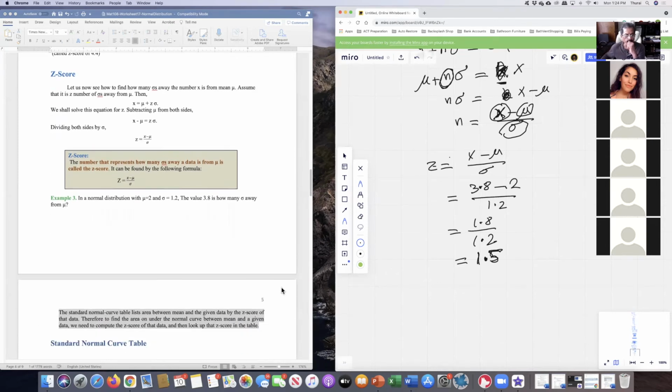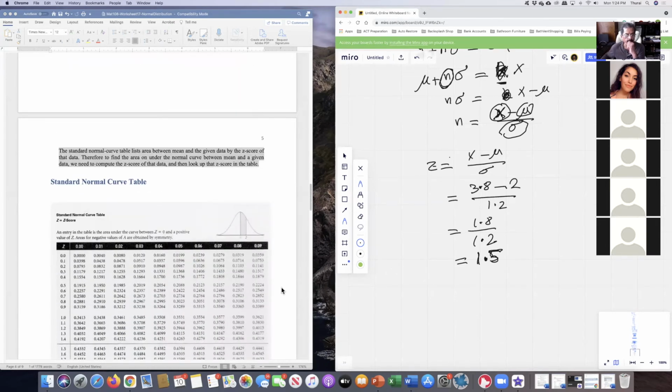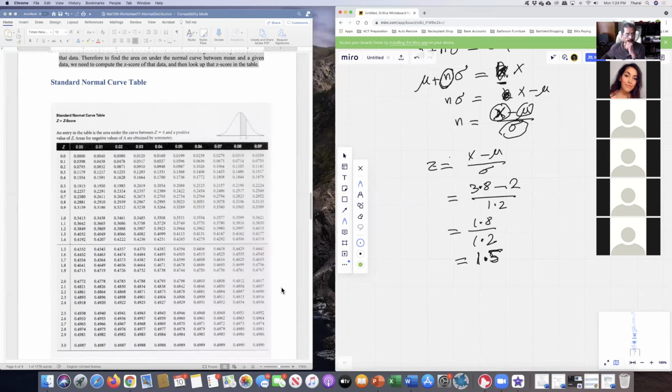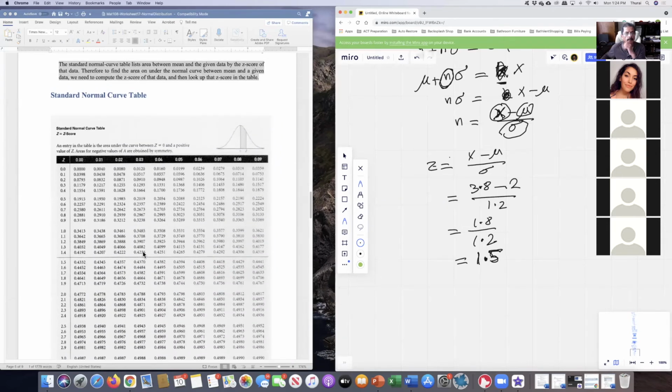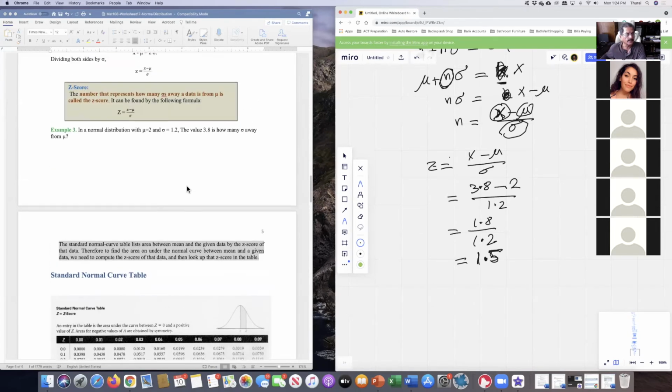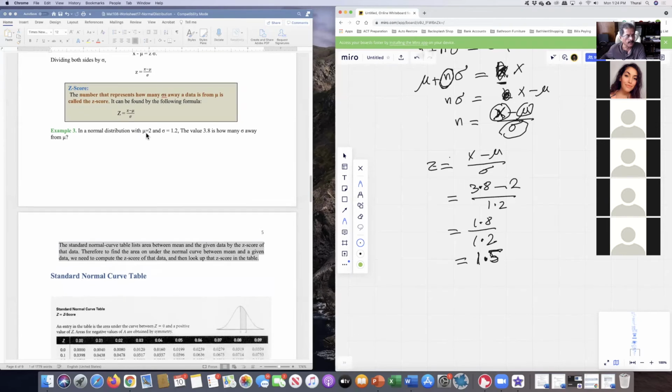So I'm going to show you how to look up the table now. Here's the table. It gives you the area under the normal curve from mean to any number. So for example, in this problem, I want to find the area between the mean and 3.8. Then I calculate the z-score for 3.8, and that came up 1.5. So in the table, I can look up the 1.5.